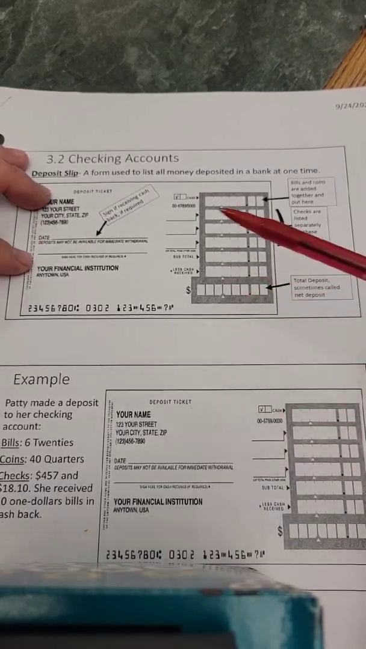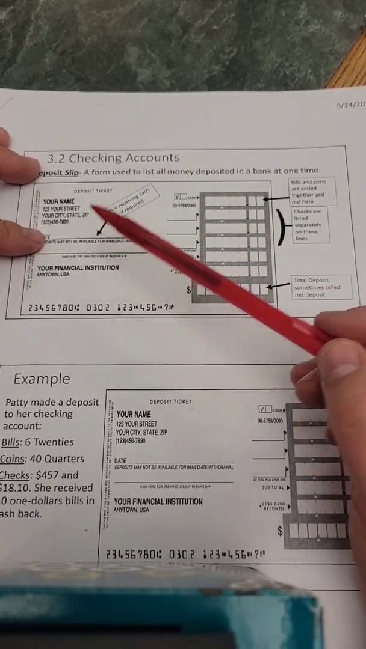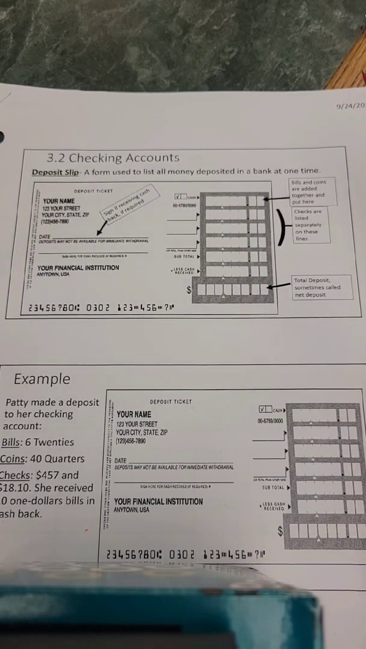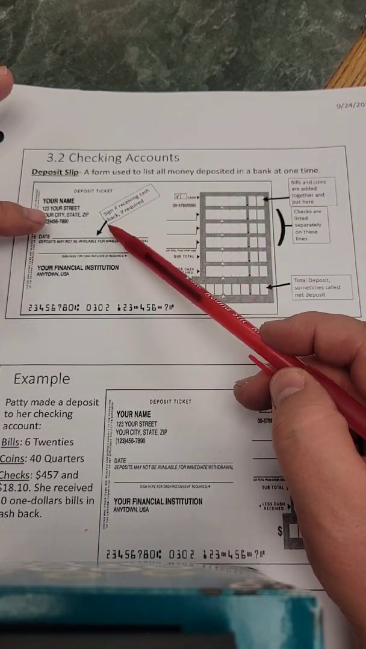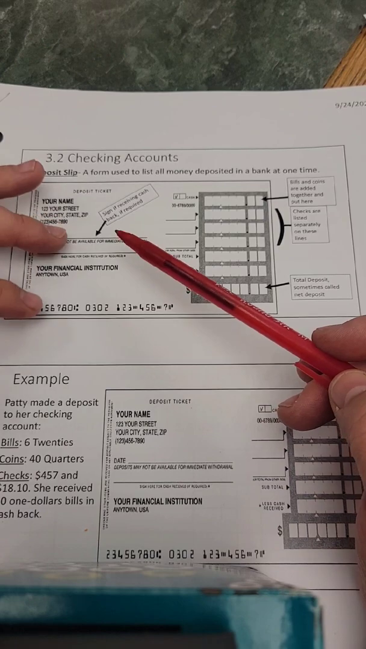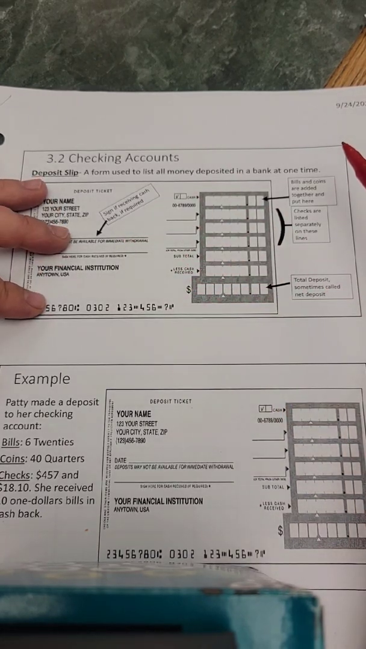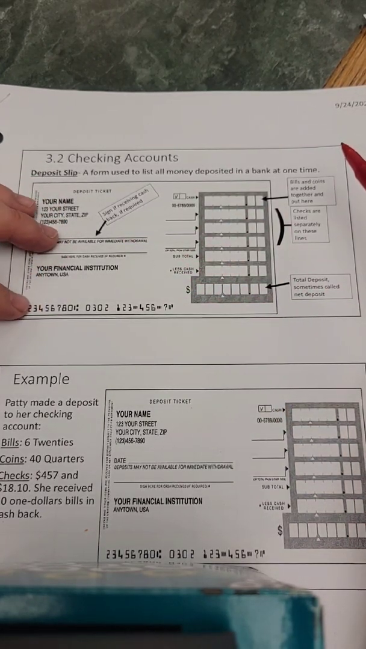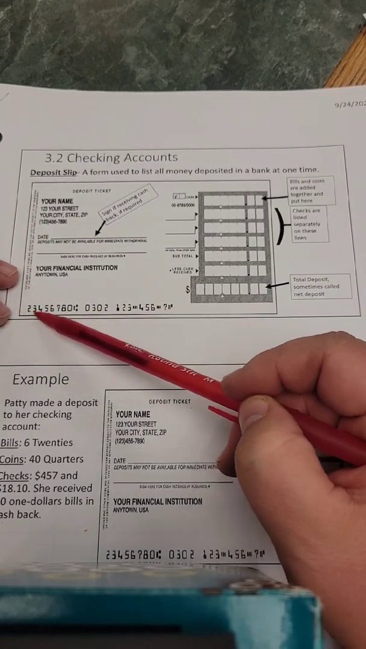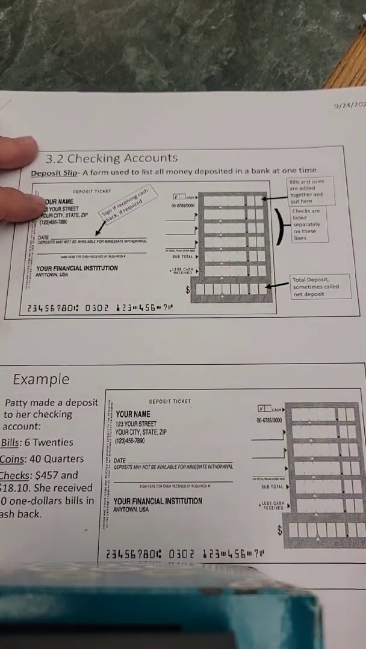And then if you're receiving cash back, so say you're depositing a bunch of checks, you would have to sign it. Most of the time, if you don't have one of these and you go to the bank, they will fill one out for you, but it's very generic. It doesn't have this information.